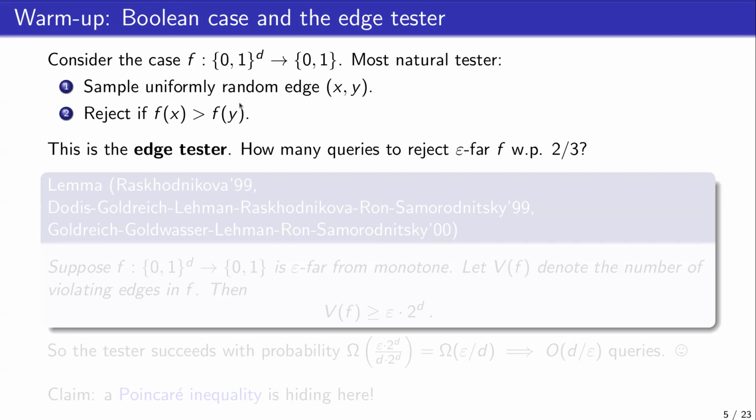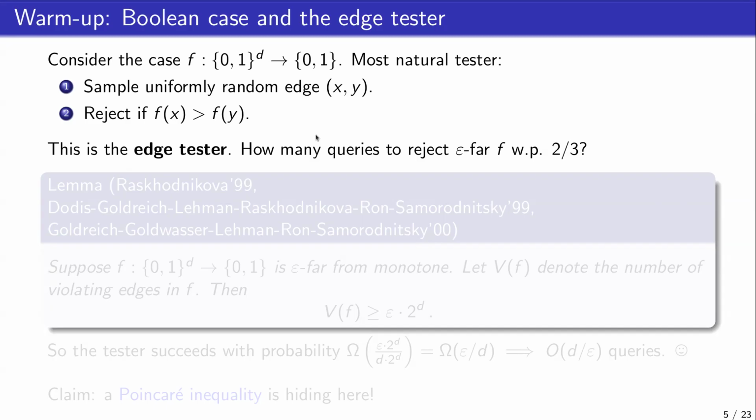You sample a uniformly random edge from x to y. So that means that to obtain y, you simply take x and you flip one of its bits from 0 to 1. And then you check if that edge violates monotonicity. That is, if f of x is greater than f of y. If it is, then you reject. And you repeat this test sufficiently many times. This is called the edge tester.